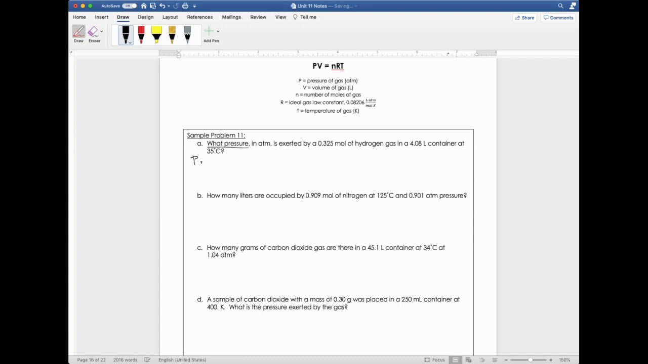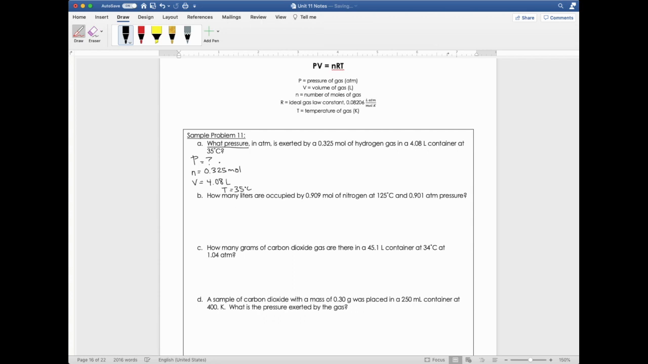So P equals something is exerted by 0.325 moles of hydrogen gas. So I'm given the number of moles, 0.325 moles, in a 4.08 liter container. So that's the volume, 4.08 liters, at 35 degrees Celsius. So T is equal to 35.